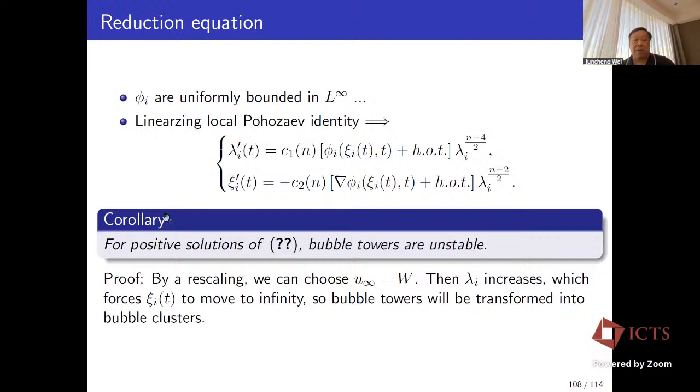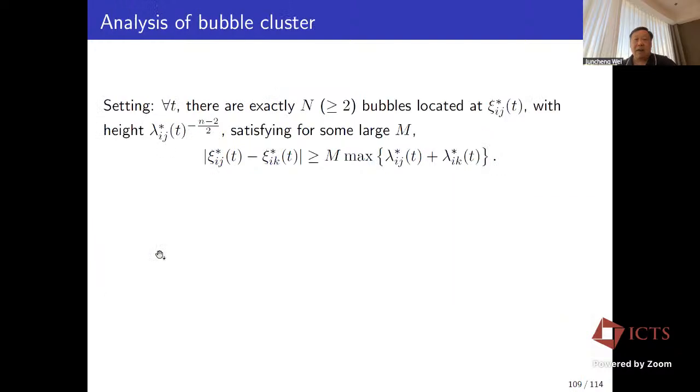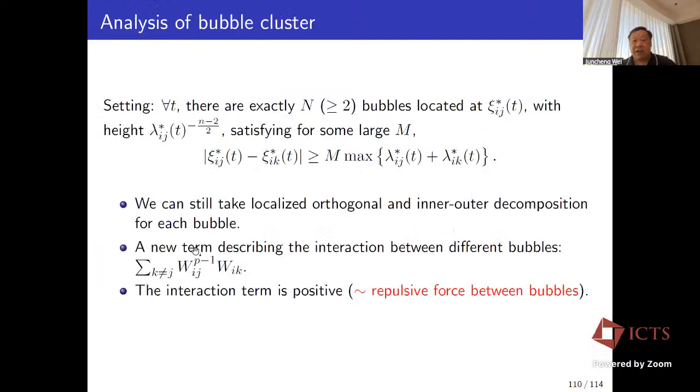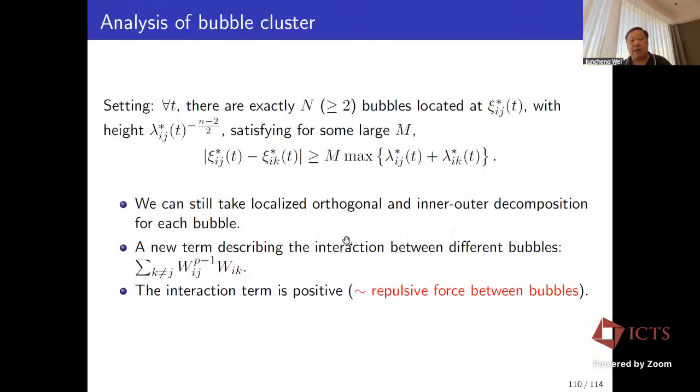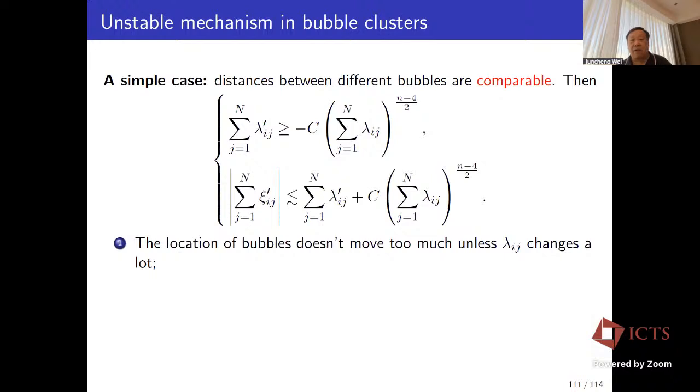So what about the multiple bubbles? First, we show that the bubble towers are unstable. If we have a bubble tower, we can still localize in the neck region and do this estimate, and then we estimate the interaction between the bubbles. The interaction is positive, which means the bubbles are repulsive, which means that the bubble towers are unstable.